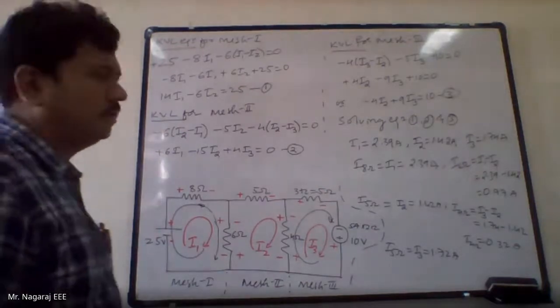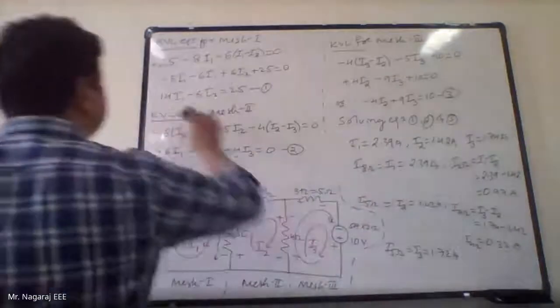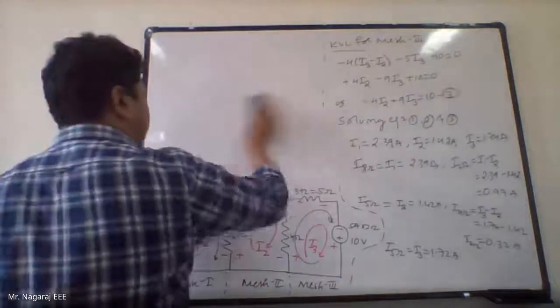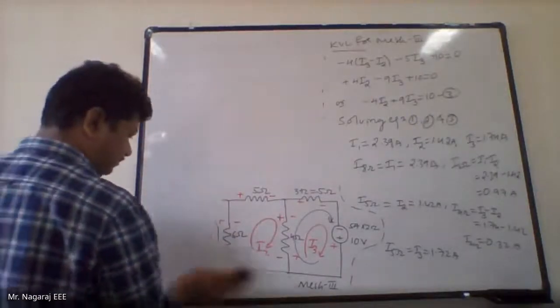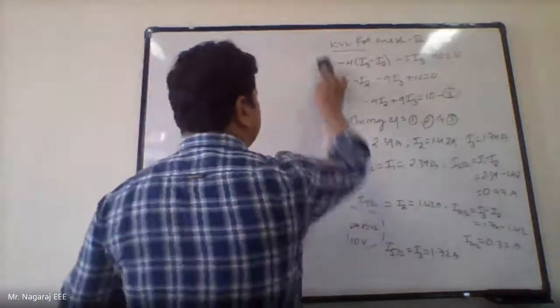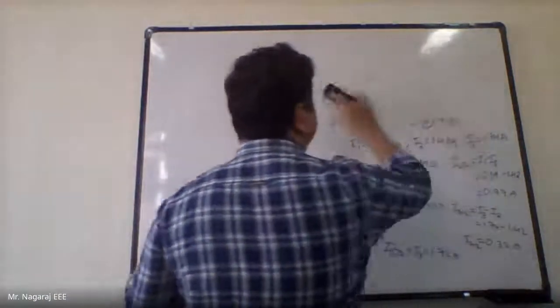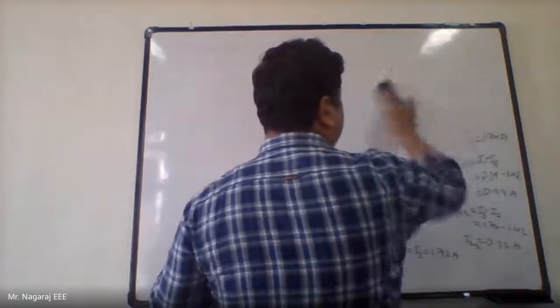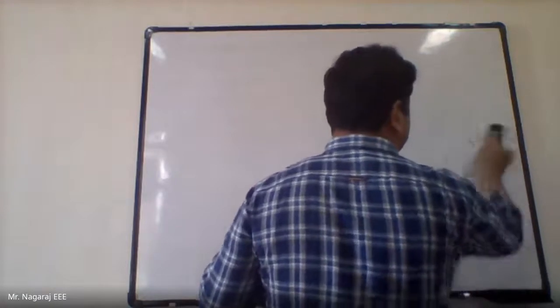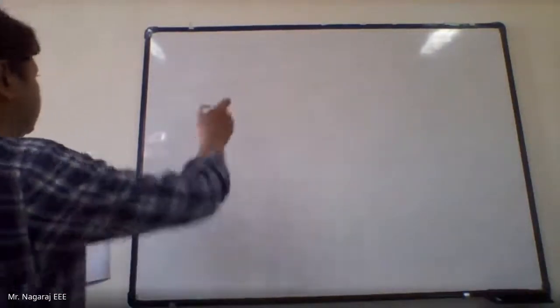Same question: find the currents in all the branches in the circuit shown. So the circuit given is.